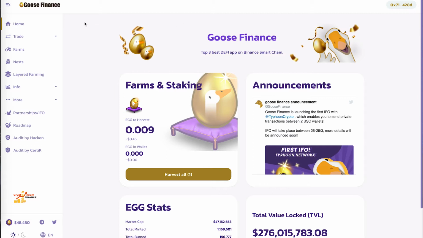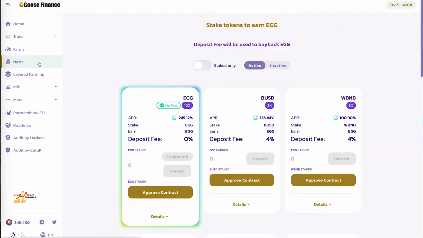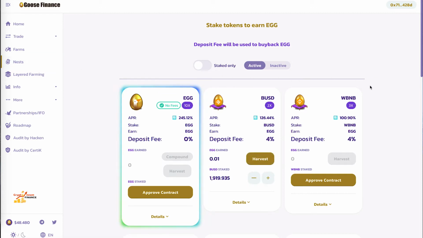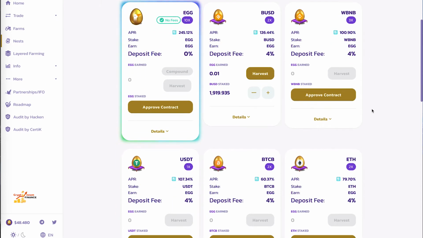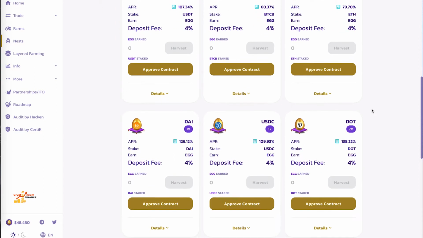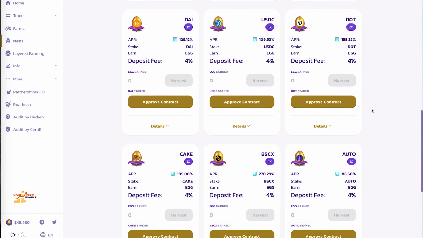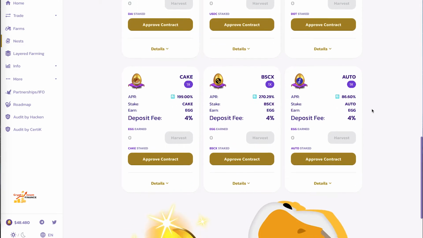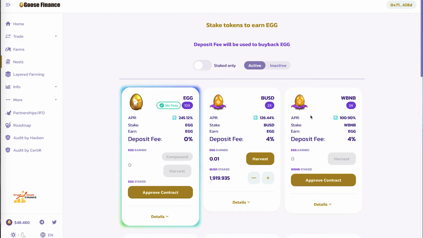So anyways, from the front page, I'm just going to go over here to Nest. And one of the things that I really like about Goose Finance is that they do allow you to stake single assets. So you don't have to have a currency pair in order to stake liquidity. You can just put in single assets. So I've chosen to use BUSD, which is the Binance US dollar. And I like this because $1 is equivalent to one Binance US dollar. So it's just easier for me to convert in my head because there really is no conversion to be done.